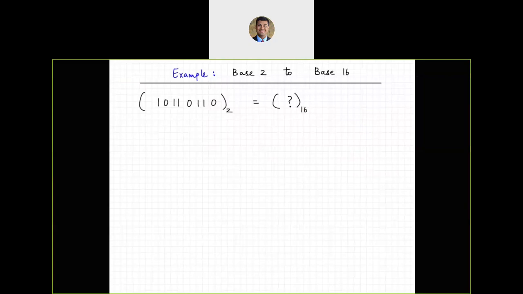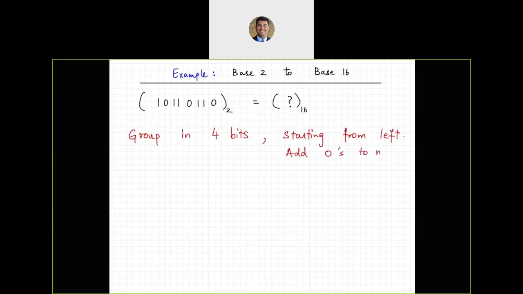How about this? How about base 2 to base 16? Well, in the previous example, you expanded into 4 bits. Now, you are going to have to group in 4 bits, starting from the right. Add zeros to make a complete group. So let's highlight them. This is 4 and this is another 4. I don't even need to add zeros over here because they are nicely in 2 groups of 4.